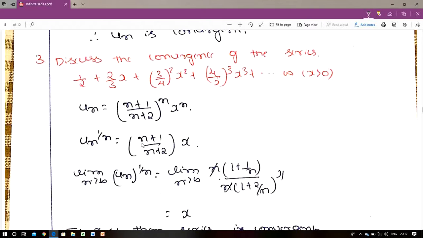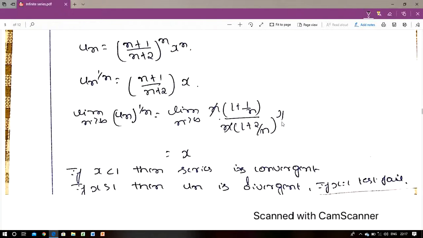Now in the numerator take n as the common factor, it becomes 1 plus 1 by n. In the denominator take n as the common factor, we get 1 plus 2 by n. n cancels. Now apply the limit. 1 by infinity is 0, 1 plus 0 is 1, 1 plus 2 by infinity is 0, 1 plus 0 is 1. Therefore we get x.